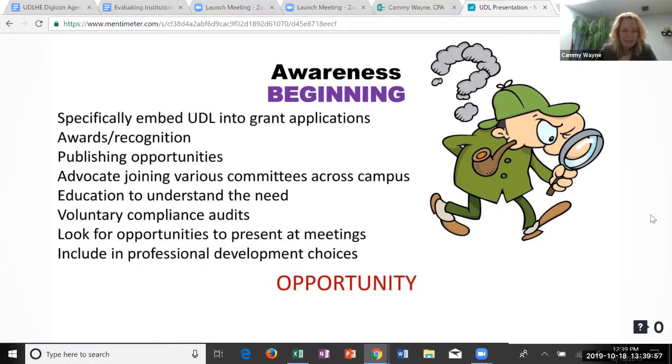We're looking at recognition, awards, things like that. Another great idea, if you're just starting, is to participate in a voluntary compliance audit, because what this is going to do is bring up some issues that need improvement at your college, and then you can present UDL as a way to solve all these issues, and everything can be fixed, right, with UDL. So look for those opportunities.